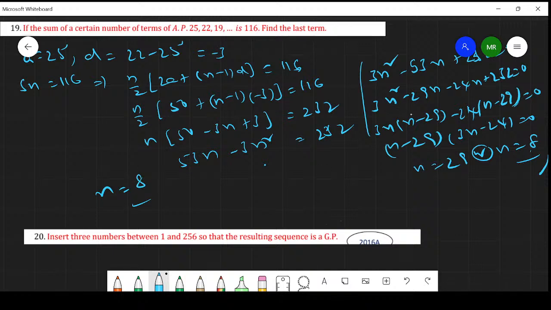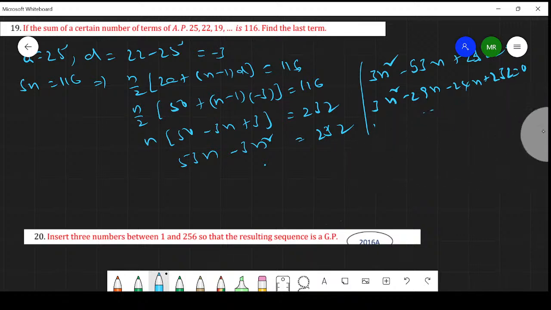correct? Because I have taken 3n square minus, here you can see the common, this is a mistake. Be careful when I have taken common. I have taken only n common. This will be 3n minus 29. These two I can take only n common, 3n minus 29. Here I can take this one common.